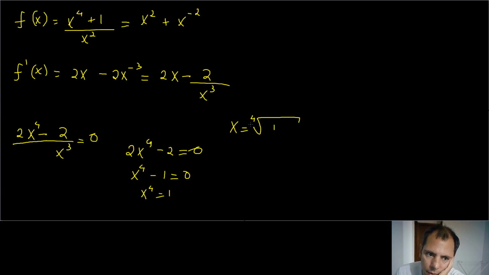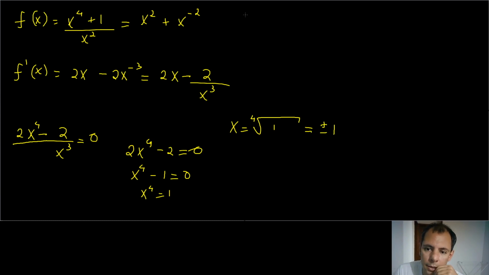How can I say this? The 4th root, or the root to the 4th power. I'm trying to find the right terminology. I think it's the 4th root. It's going to be the 4th root of 1, which equals plus or minus 1. So plus or minus 1 are going to be the critical points, okay?